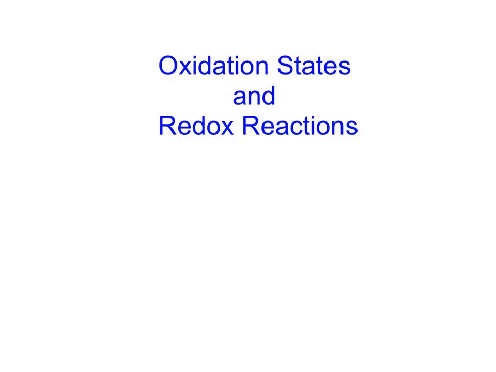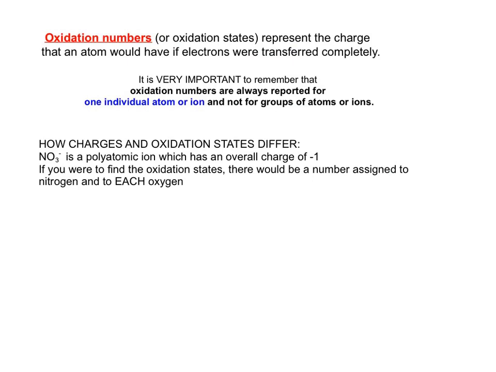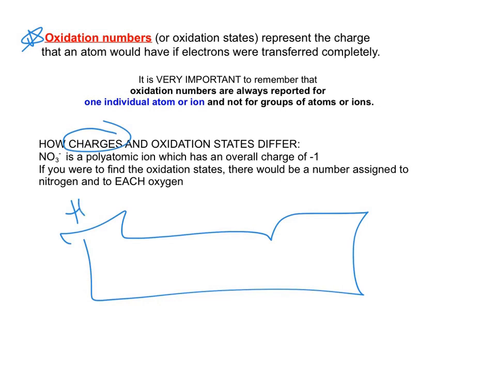This is the Chem 1 lecture for oxidation states and redox reactions. So the first part of today's lesson, we're going to talk about how we assign oxidation numbers, and they look really similar to charges like in Unit 8 where we had +1, +2, +3, etc. However, oxidation states represent the charge that an atom would have if the electrons were transferred completely.